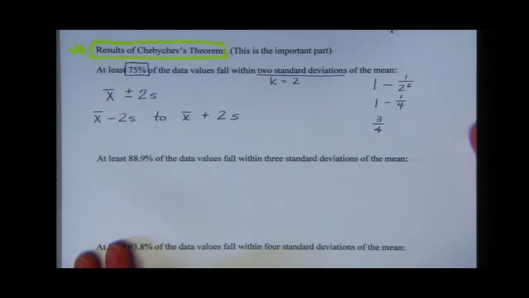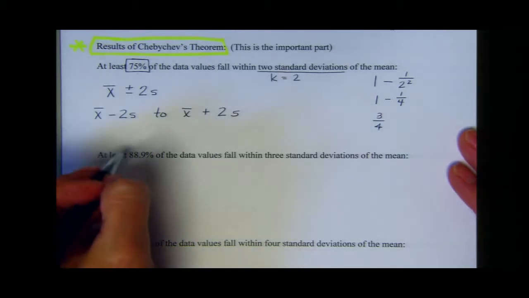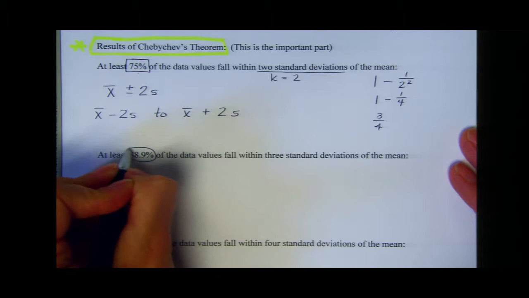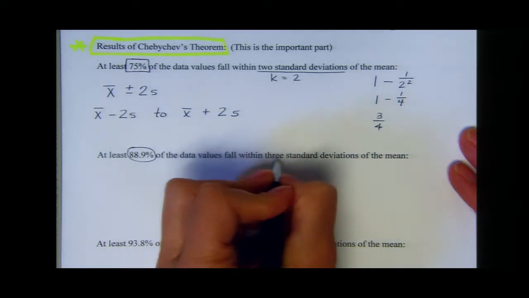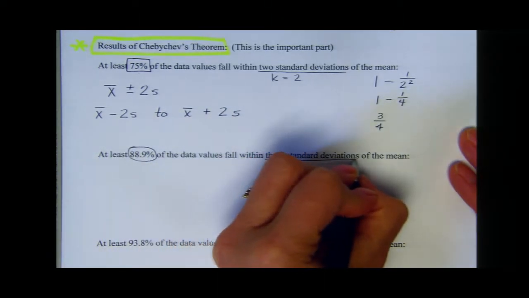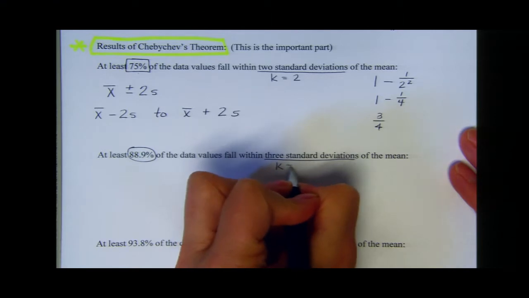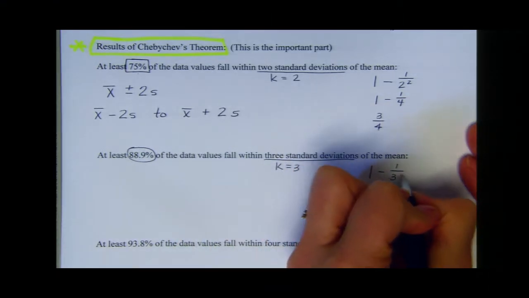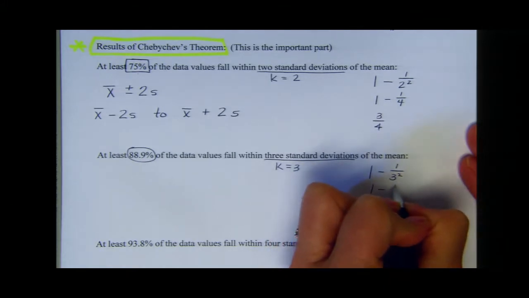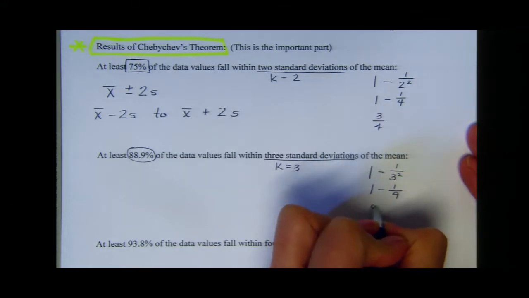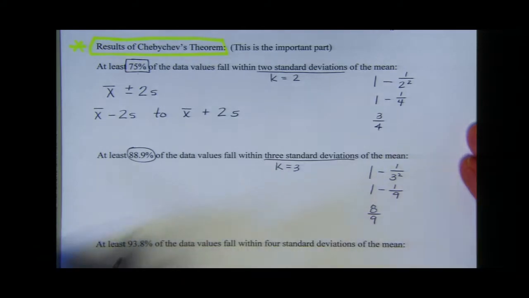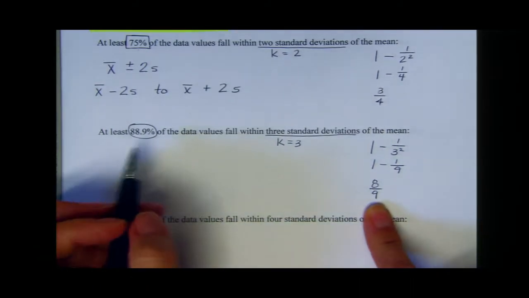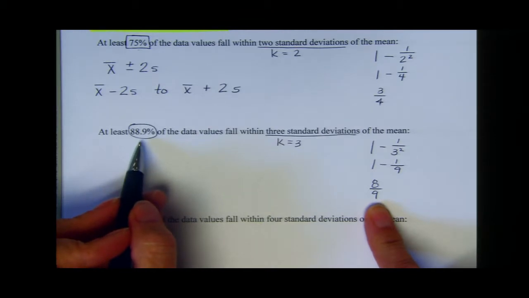All right, what if we change k? So then what was found was at least 88.9% of the data falls within 3 standard deviations. So now k equals 3. So 1 minus 1 over 3 squared is 1 minus 1/9, which is 8/9. And if you would plug 8 divided by 9 into your calculator, you're going to get 88.9%.